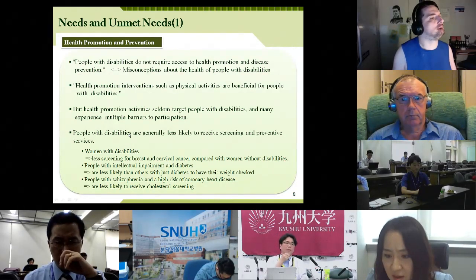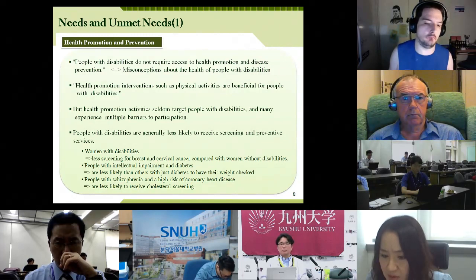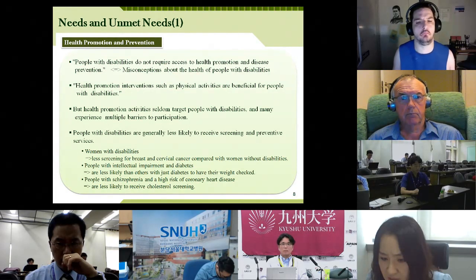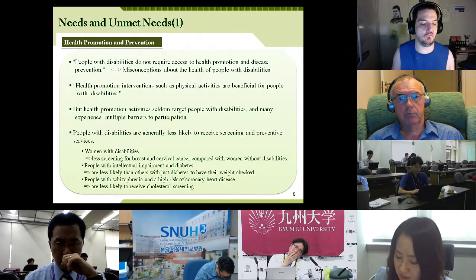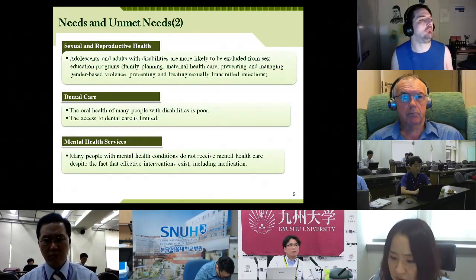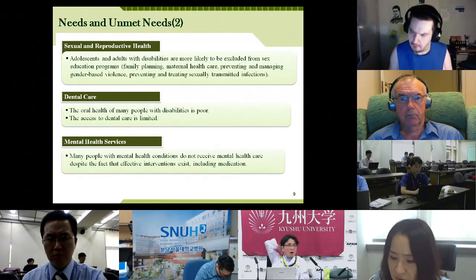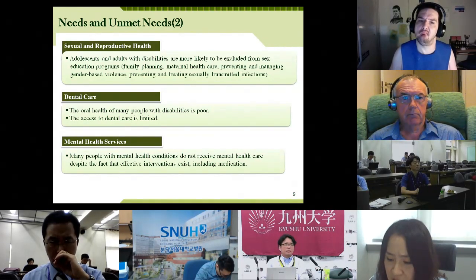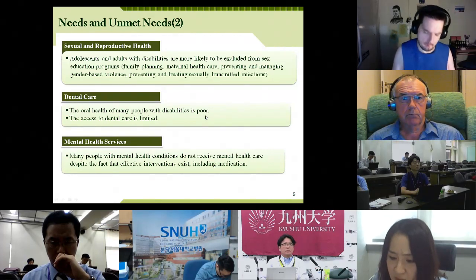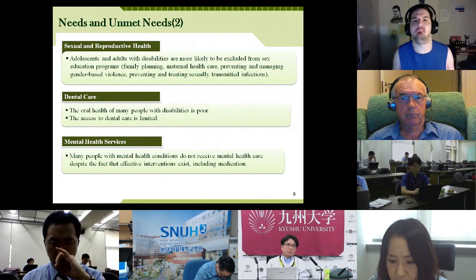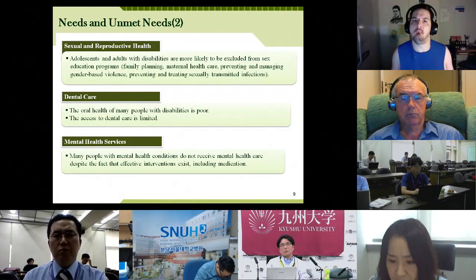So people with disabilities are generally less likely to receive screening and preventive services. For example, several studies found that women with disabilities receive less screening for breast and cervical cancer compared with women without disabilities. Adolescents and adults with disabilities are more likely to be excluded from sex education programs, family planning, and maternal health care. The oral health care of many people with disabilities is poor, and access to dental care is limited. Mental health care services are also needed, but many people with mental health conditions do not get them.